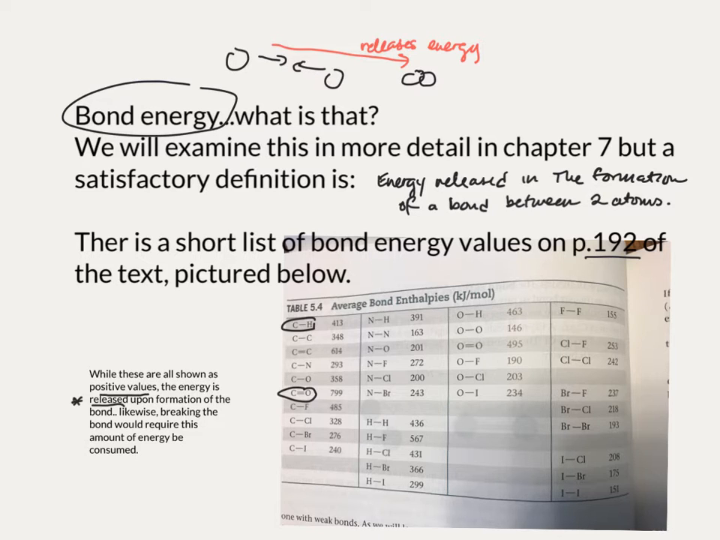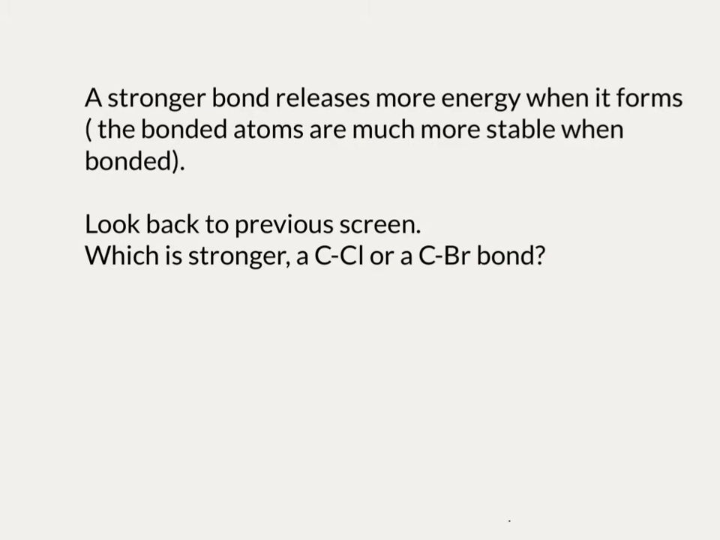And if energy is released in the formation of a bond, then the opposite must be true if a bond is broken. If the bond is stronger, even more energy is released when the bond forms. So you can use the magnitude of the bond energy to indicate the strength of a bond between two atoms.